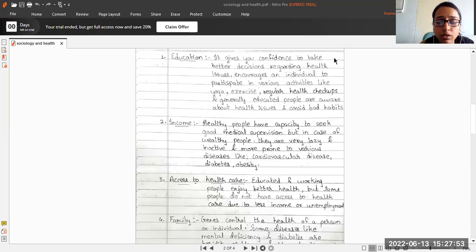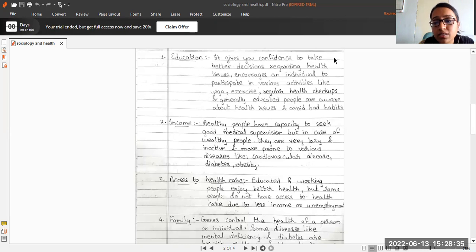The social and cultural surroundings will also be affected by their positive attitude. But wealthy people are many times seen to be inactive or lazy, and this inactiveness or laziness can lead them to many diseases like cardiovascular diseases that are related to the heart, diabetes, obesity, etc. Access to healthcare: educated and working people enjoy better health, but some people do not have access to healthcare due to less income or unemployment.